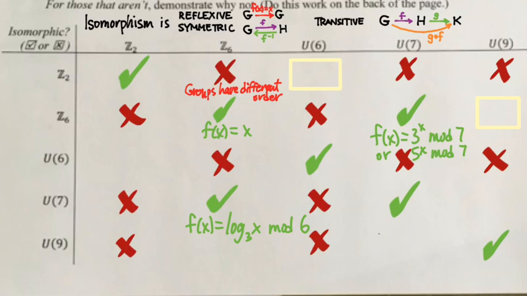So what does this, by the way, all tell me about isomorphism? These 3 things combined together. What do we call that? Yeah, it's an equivalence relation. Isomorphism is an equivalence relation.